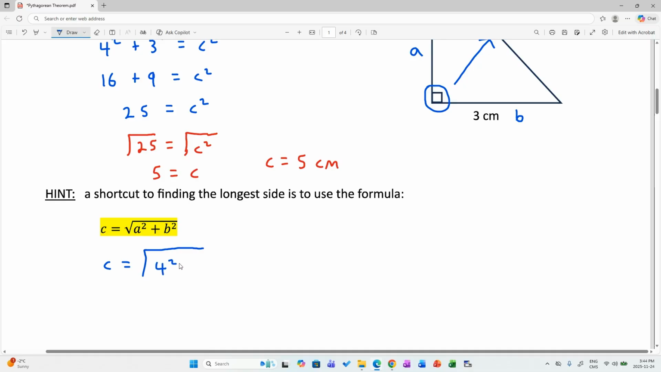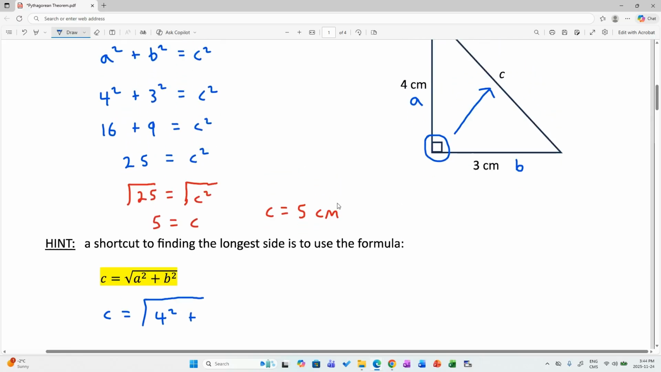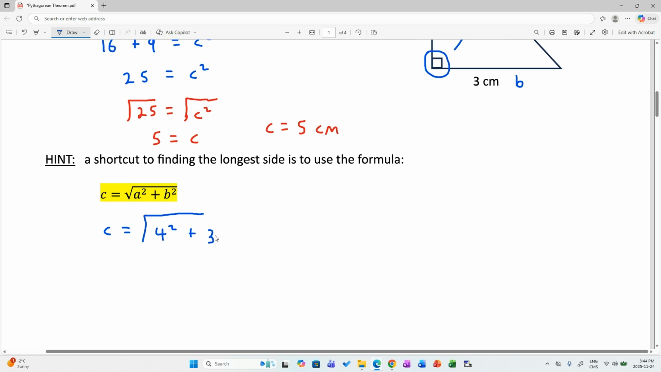So for example, A says it's 4. So I simply write 4 squared instead of A squared. I'm going to add it to B squared. In this case, B is just 3. So instead of saying B squared, I'm going to write 3 squared. And then you can simply type this, if you have a calculator, all into your calculator. So C equals the square root of 4 squared plus 3 squared. But if you don't have a calculator, then you just compute it, right? In this case, 4 squared is still 16. 3 squared is still 9. So you're going to have the square root of 16 plus 9. In this case, 16 plus 9 is 25. And the square root of 25 is simply 5 centimeters.